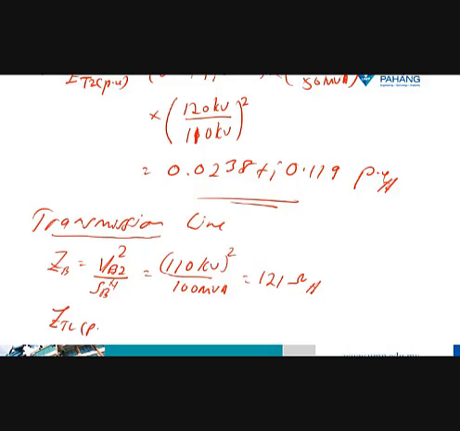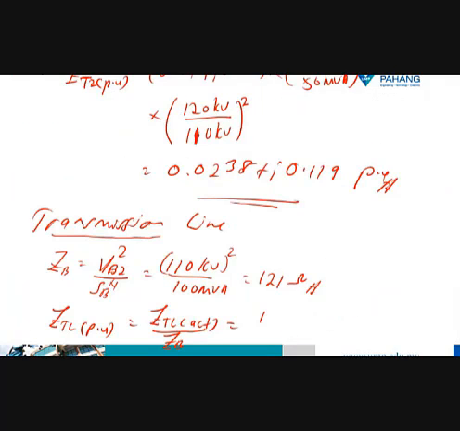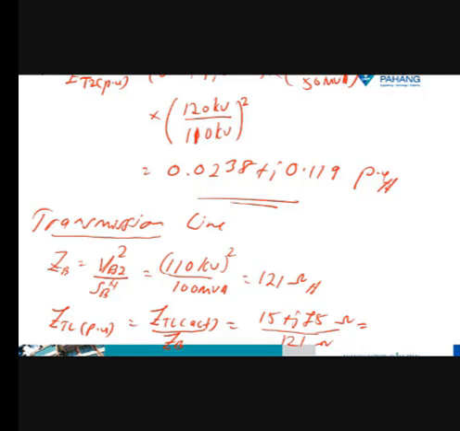ZTL per unit equals ZTL actual over Z base. So the actual is 15 plus j75 ohms, over 121 ohms. So we will get that, and then we move on to the motor.